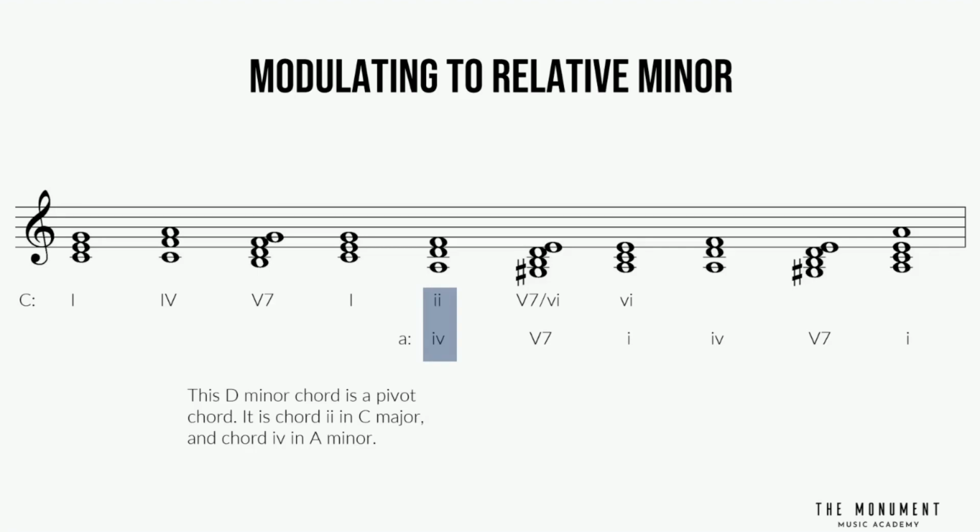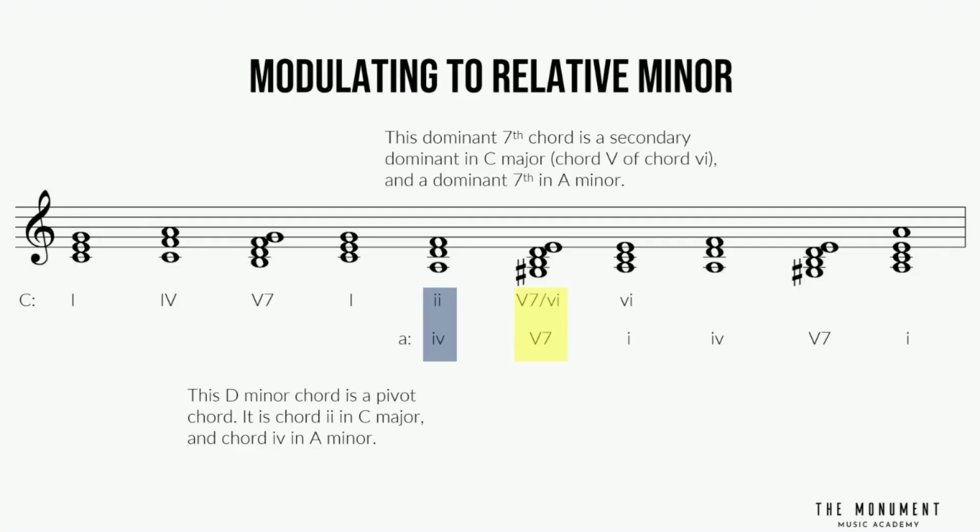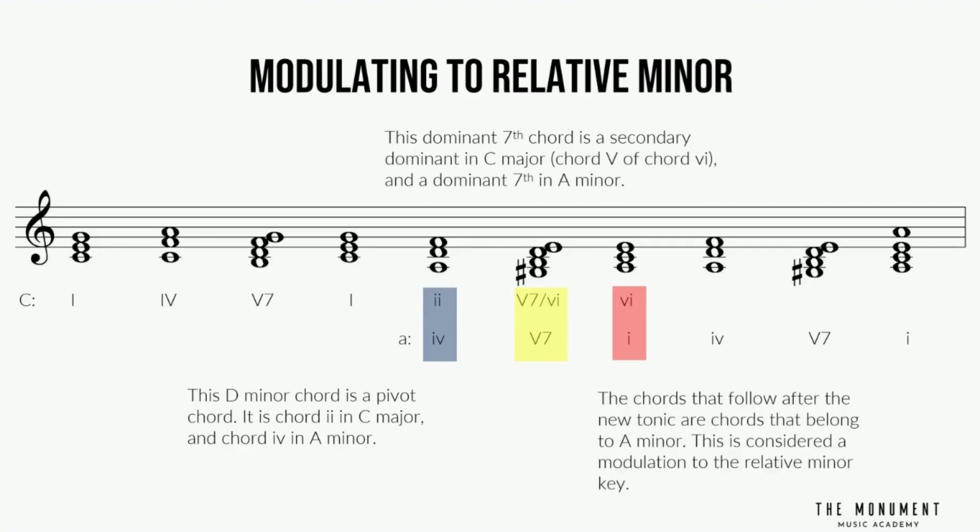The next chord I highlighted in yellow is the secondary dominant, and I used an E dominant 7th in this case. I labeled it as 5, 7, of 6 in C major because it is not C major's dominant, but A minor's. But from A minor's perspective, it is simply a 5, 7. The next chord highlighted in red is the new tonic, which is of course the A minor chord itself. The chords that follow after the new tonic are chords that belong to A minor, so we have modulated to the relative minor key successfully.